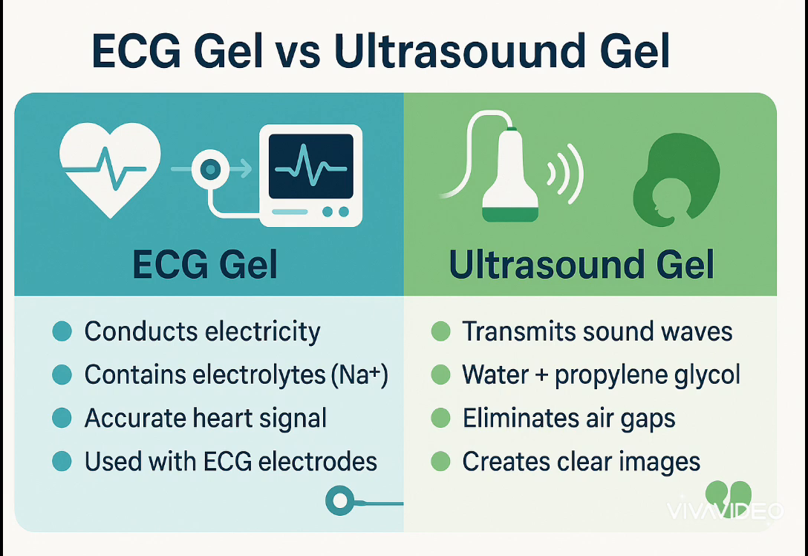In short, ECG gel conducts electricity for monitoring heart signals. Ultrasound gel transmits sound waves for creating images of internal organs.